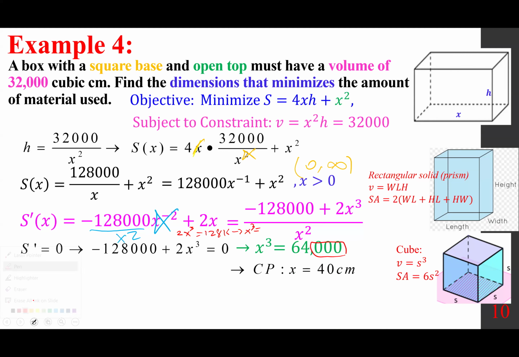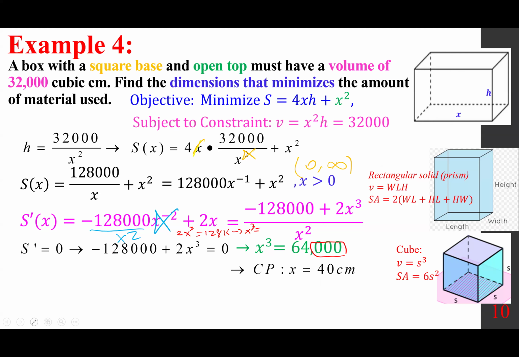S prime does not exist. That means the denominator is 0. The denominator makes x 0. 0 is not part of the domain, so it can't be. So there is this open interval with one critical point. So that is going to be not only local, also absolute. Is it going to be maximum or minimum? We don't know. So we can do the first or second derivative test. And I hope you recognize second derivative test is much easier.